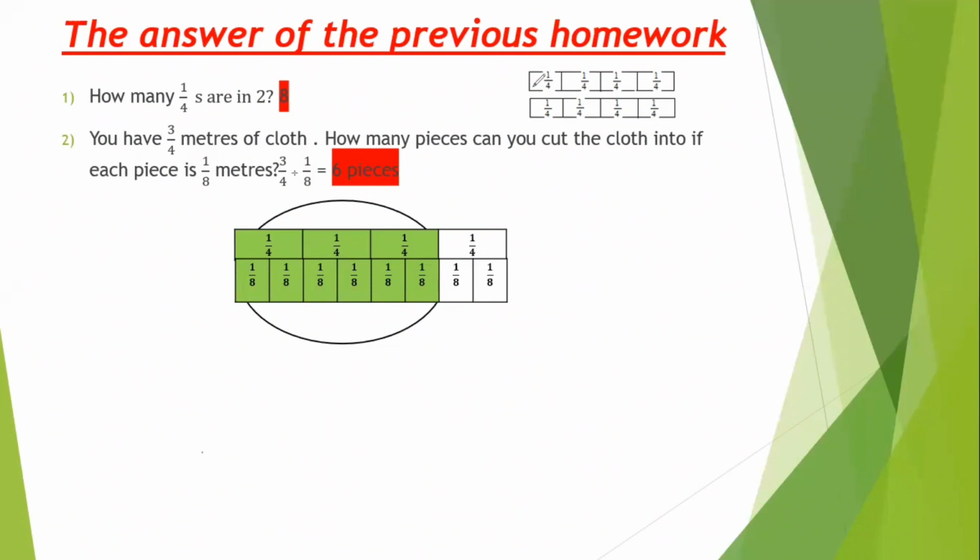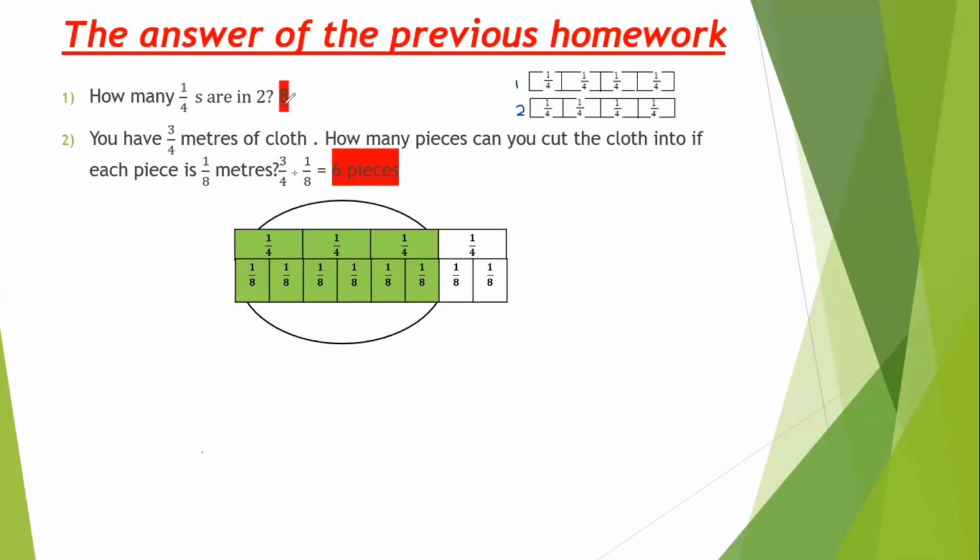That means if I draw two rectangles, this is number 1 and this is number 2. How many quarters in these two rectangles? I have to divide the first one to 4 quarters, the second one to 4 quarters. Then count the number of quarters. It will be 8.